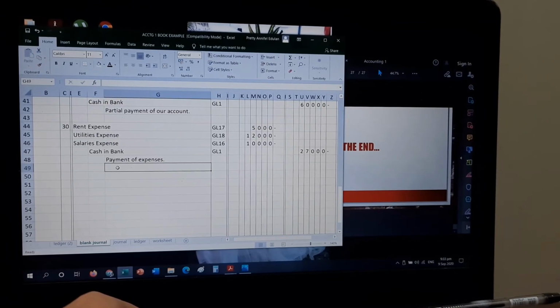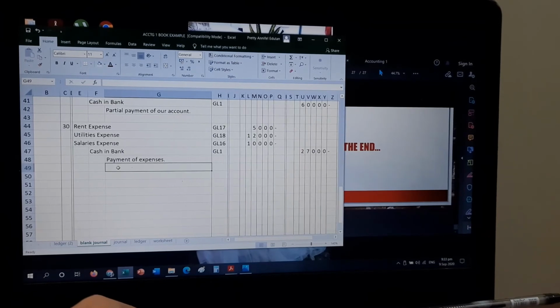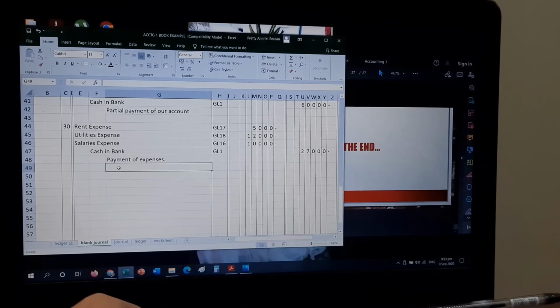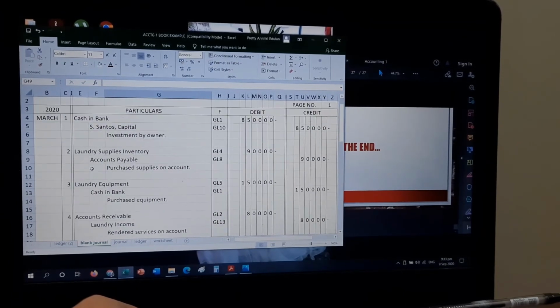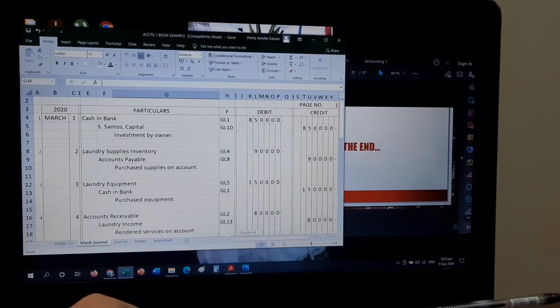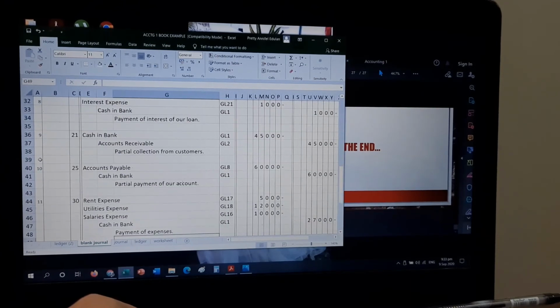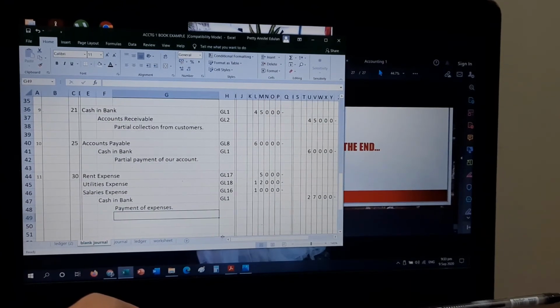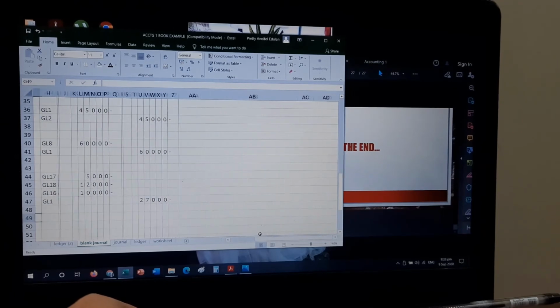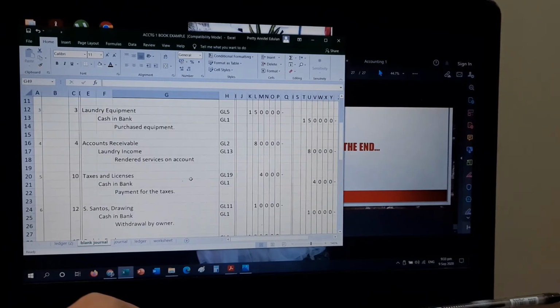So you don't need to have one page each for the account title. You just have to estimate. So this is just a very short transaction or problem. If you have noticed, I numbered how many transactions we have. That is 11. And for you to know how to check this, this is how we would check this.